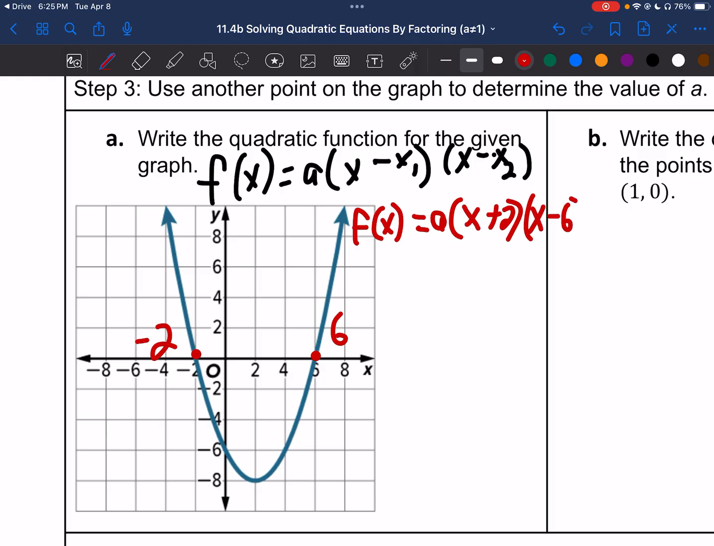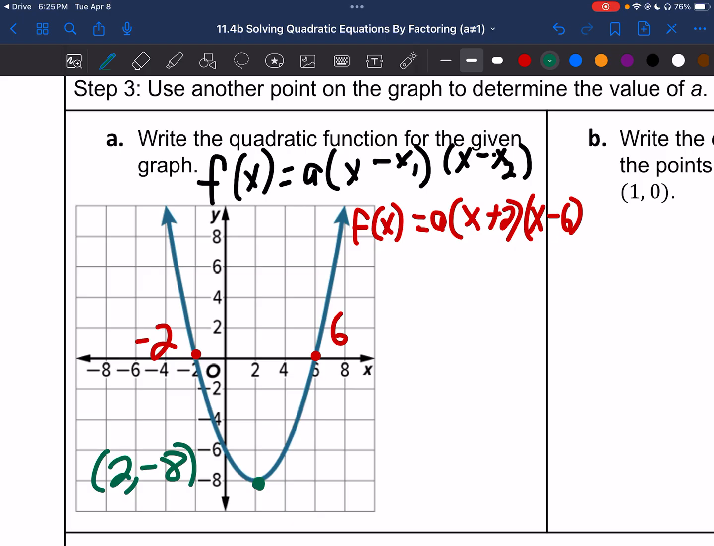So now, how are we going to possibly go about finding what our a value is? Like, I don't know how much this got stretched. Obviously, it's gotten moved, but how much has it gotten stretched? Well, let's look at this point right here. What is the value of that point? That point is 2, negative 8. I can substitute that in, can't I? I can substitute in 2 for x and negative 8 for the function, or y, and solve.